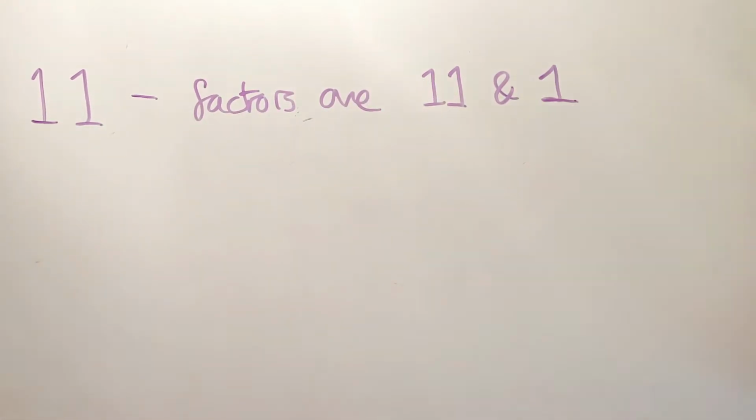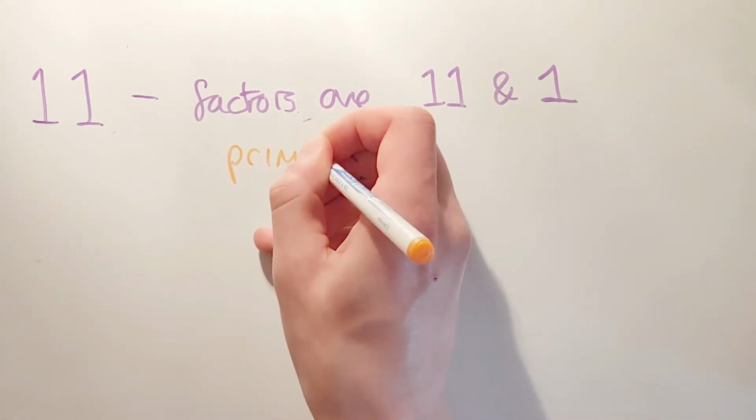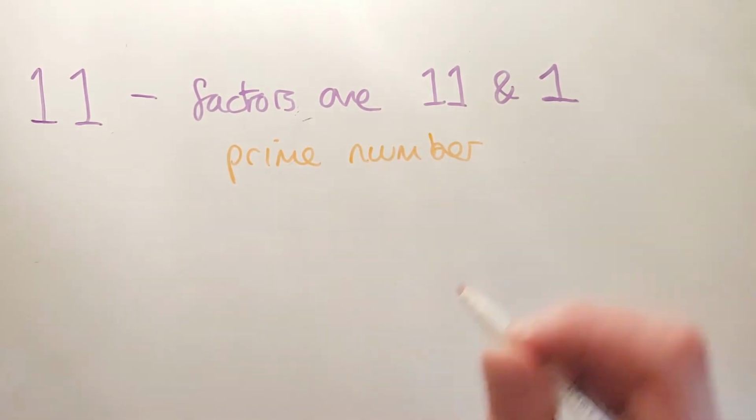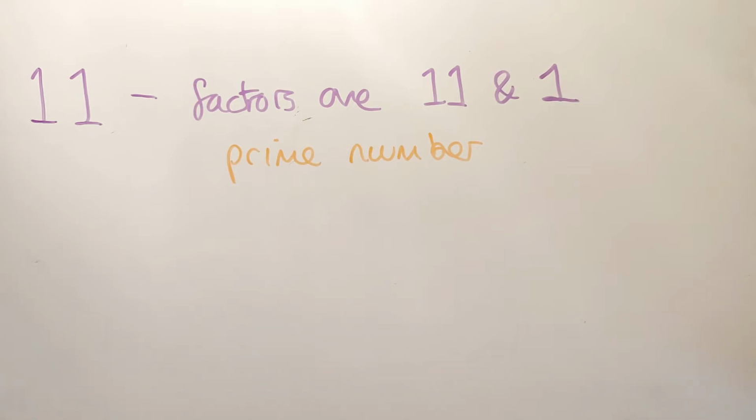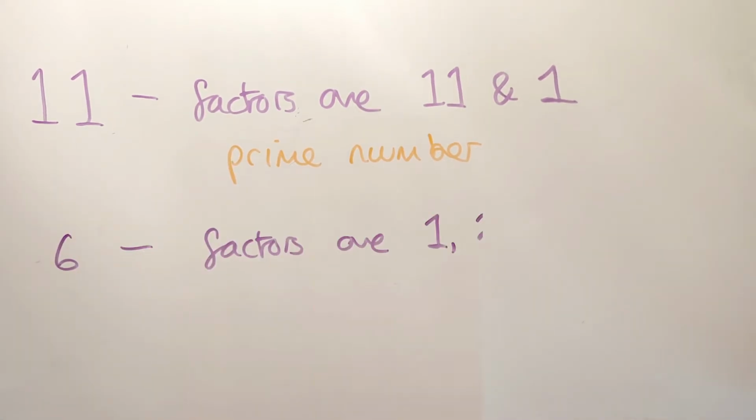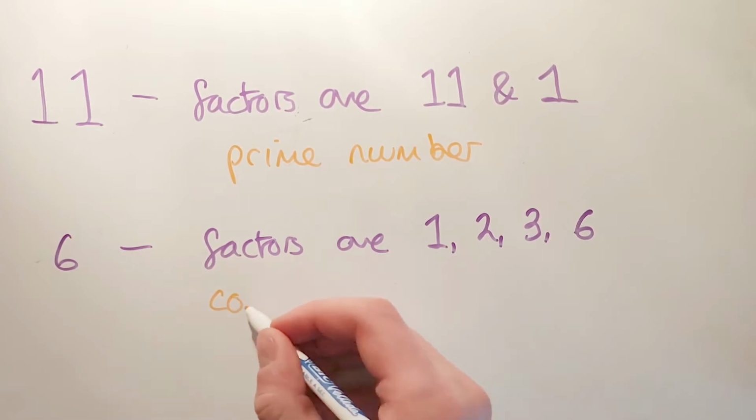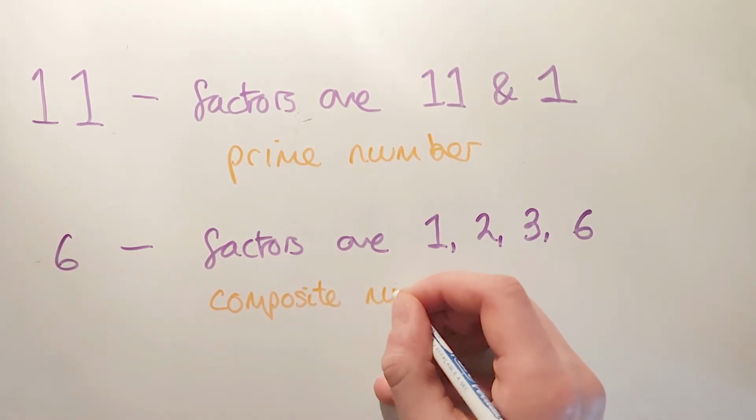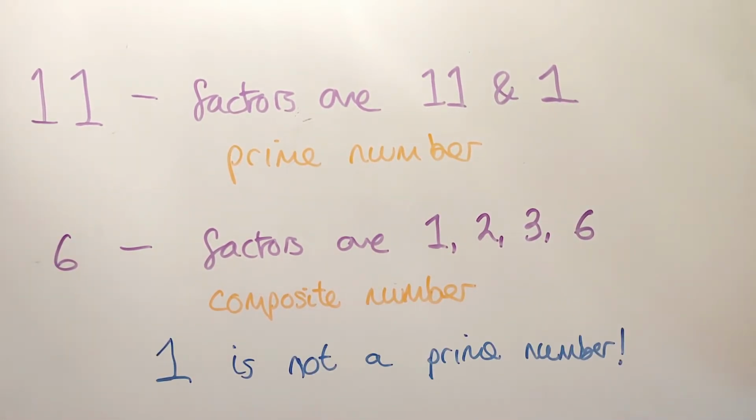Let's write down the factors of 11. You might notice that it only has 2 factors, itself and 1. This means that it's a prime number. A prime number is any number that only has factors of itself and 1. Numbers that have more than 2 factors are known as composite numbers. You may not think it, but 1 is not a prime number.